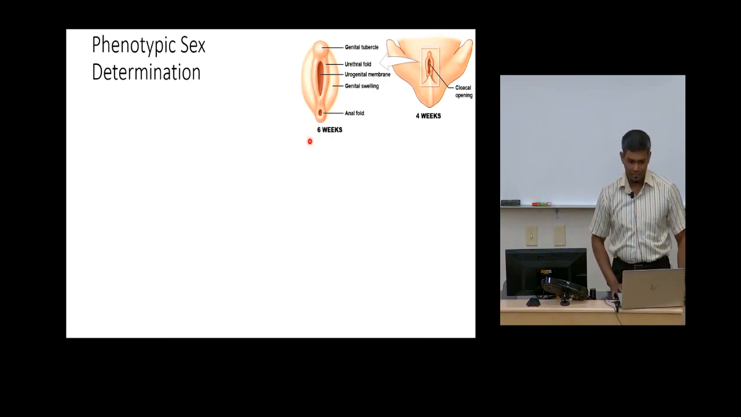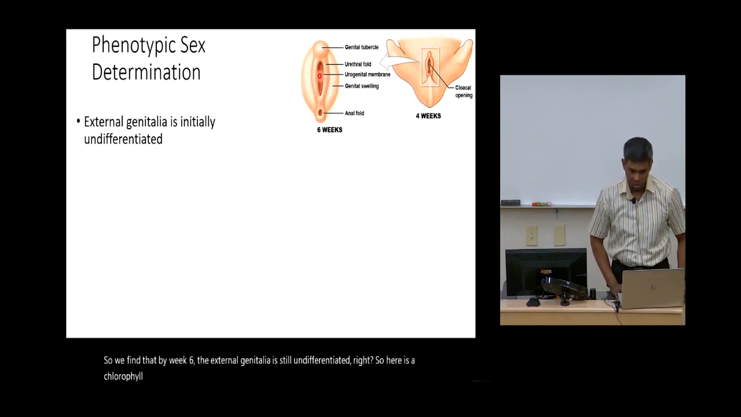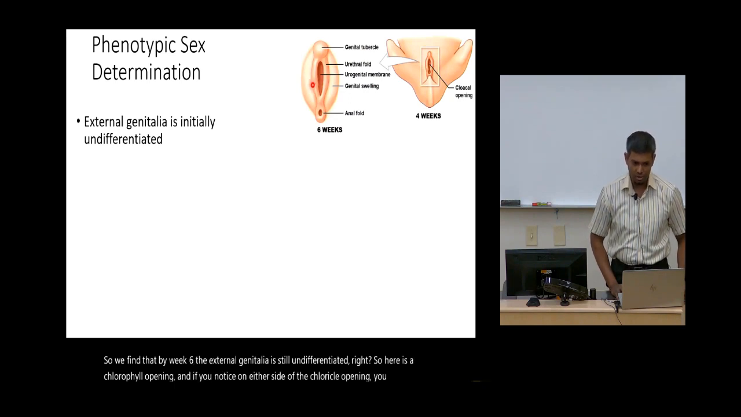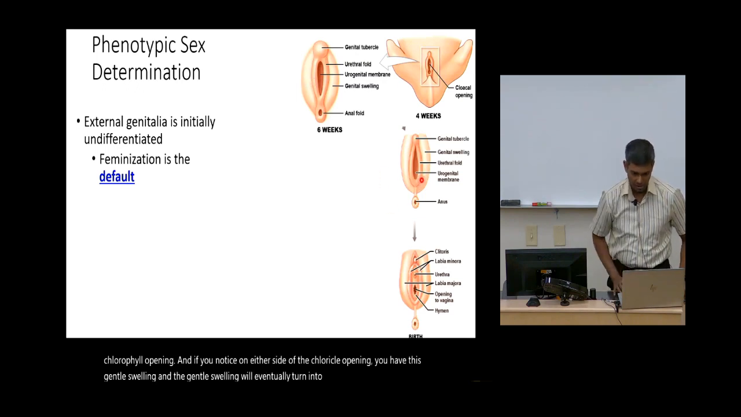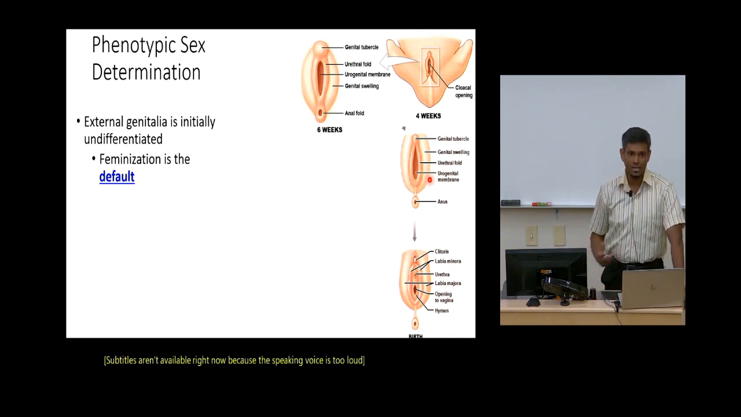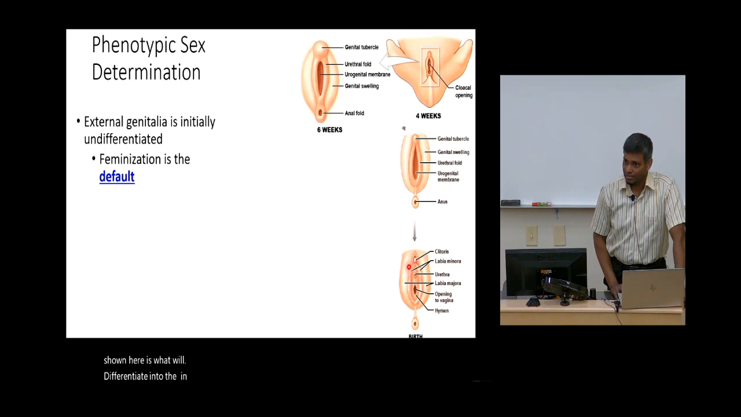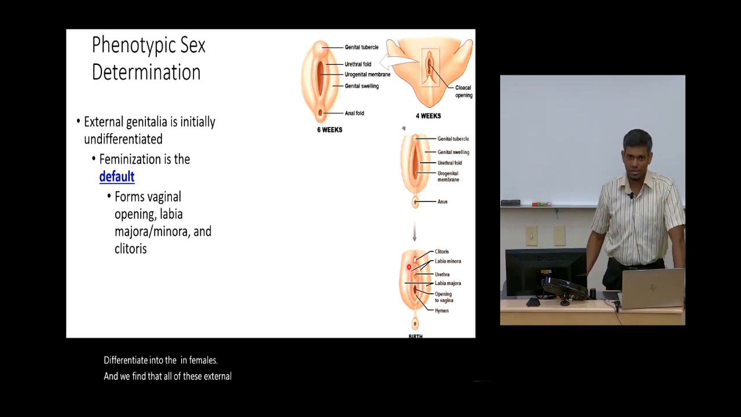So we find that by week 6, the external genitalia is still undifferentiated, right? So here is a cloacal opening, and if you notice, on either side of the cloacal opening you have this genital swelling, and the genital swelling will eventually turn into the labia majora and the minora, right? And we find that feminization is the default pathway taken. And also this genital tubercle shown here is what will differentiate into the clitoris in females. And all of these external genitalia will be formed by default in females, right?